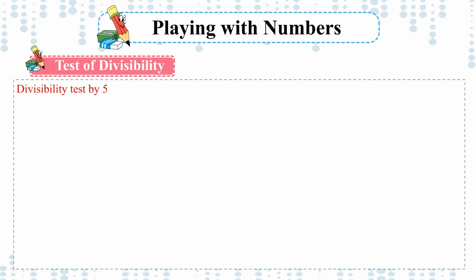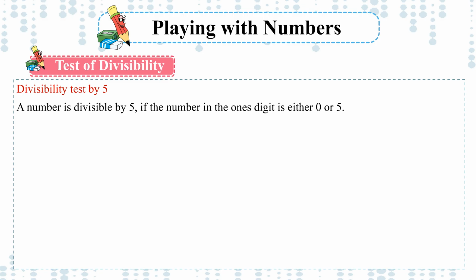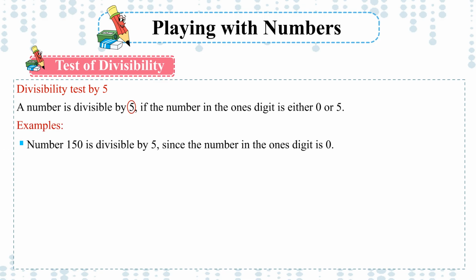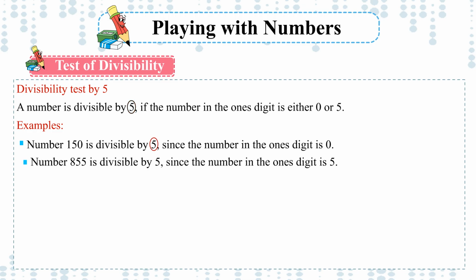Divisibility test by 5. A number is divisible by 5 if the number in the ones digit is either 0 or 5. Examples. Number 150 is divisible by 5, since the number in the ones digit is 0. Number 855 is divisible by 5, since the number in the ones digit is 5.